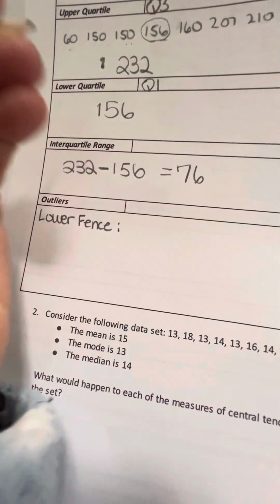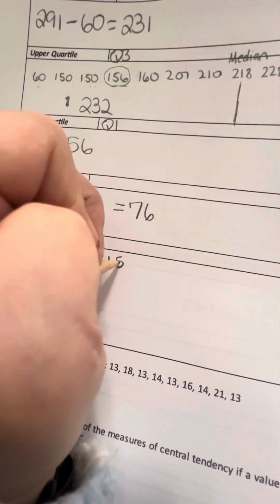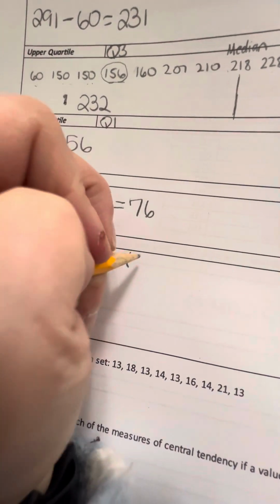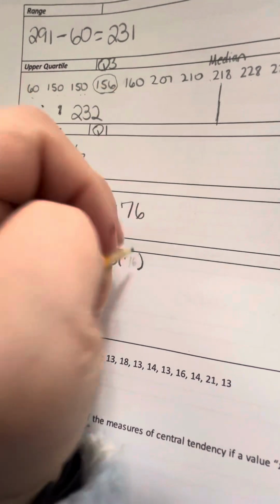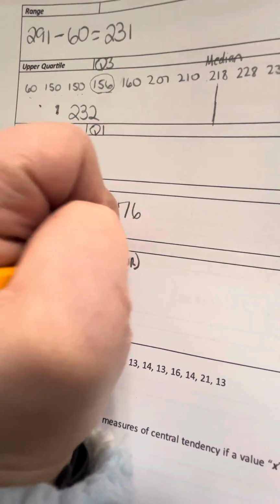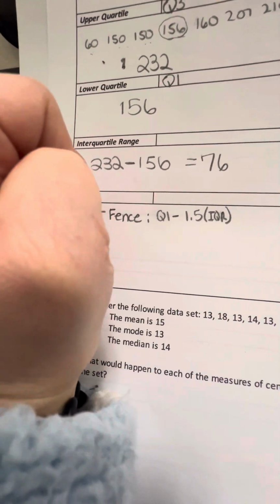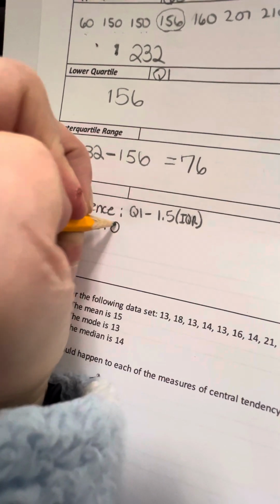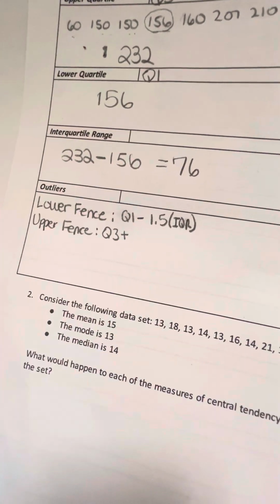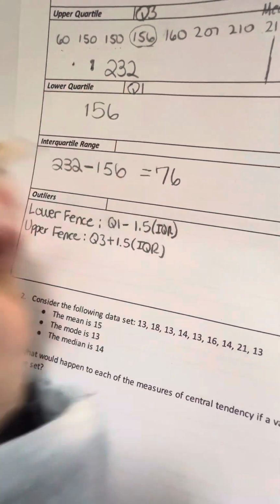What we do is take our Q1 number and subtract 1.5 times whatever our interquartile range was. In this case it's 76. I'm going to just show you the basic formula and then I'll plug in my numbers. IQR. Then when we're doing the upper fence, we do kind of the same thing, except we put Q3, not Q1. And instead of subtracting, we're going to add, because we're going to see how far up the numbers can go before it's out of the range.